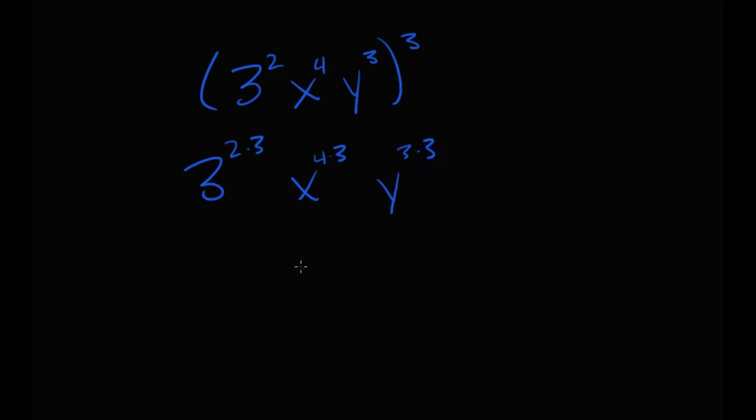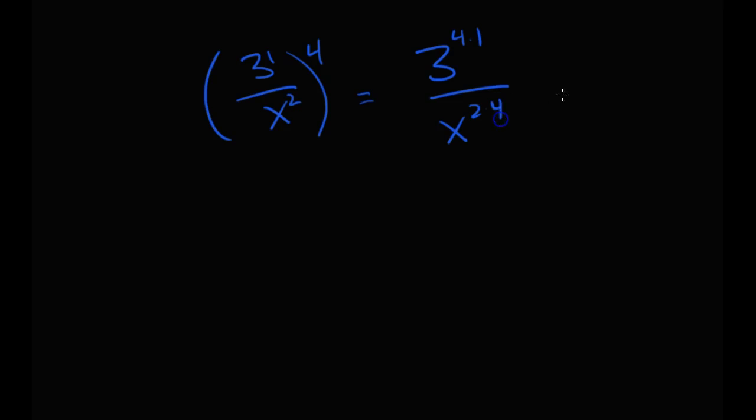So if we had 3 to the second, x to the fourth, y to the third, and it's all raised to the third power, this would be 3 to the 2 times 3, x to the 4 times 3, y to the 3 times 3, which would be 3 to the 6th, x to the 12th, y to the 9th. Okay, so we just multiply whatever powers are in here by this power that's out here.